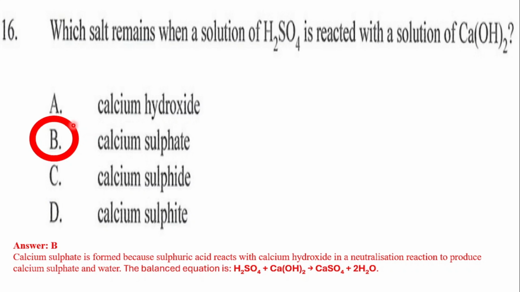That's the correct answer, B, calcium sulfate. That is going to be the salt that remains when a solution of H2SO4 is reacted with a solution of Ca(OH)2. The correct answer is definitely going to be B.